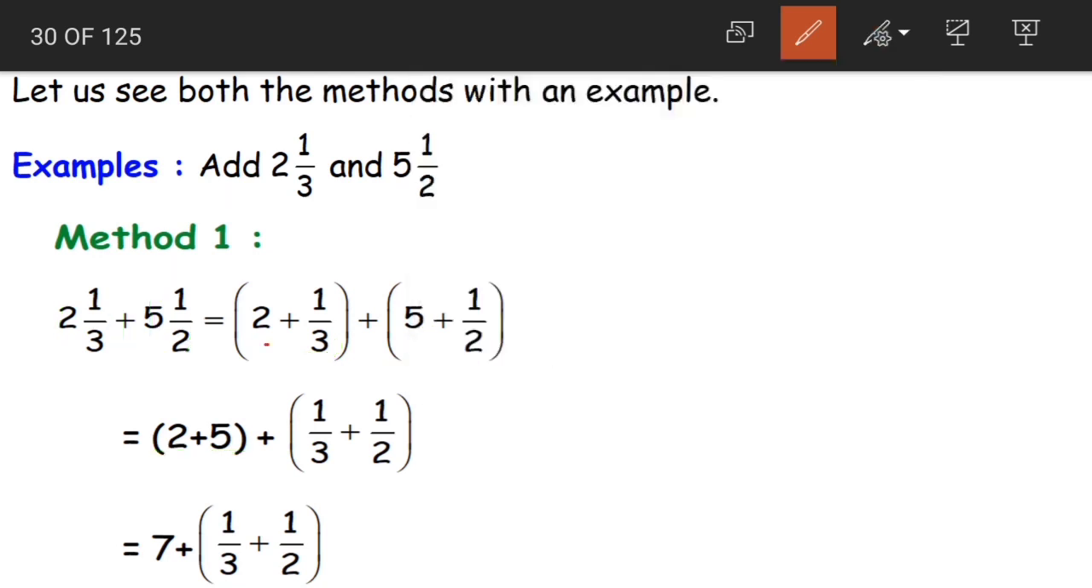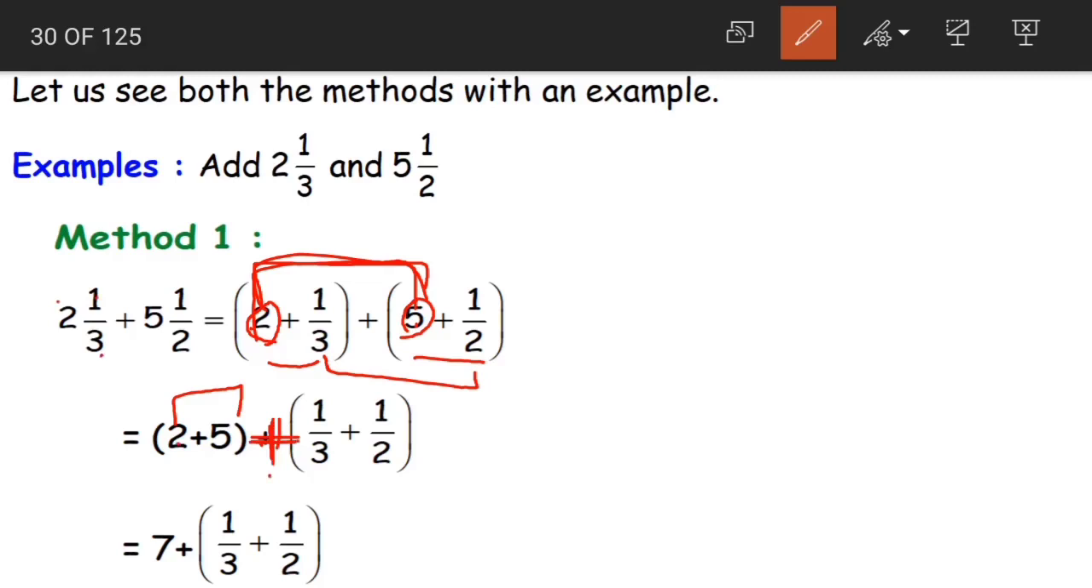Now here we are having two whole numbers 2 and 5. Consider this as apple plus orange, apple plus orange. Now we can add the apples together and then the oranges together. Yes, we can add the apples together and then the oranges together. So even here we'll add the apples, that is the whole numbers, together. 2 plus 5, and remember to keep the plus symbol because here we are all adding.